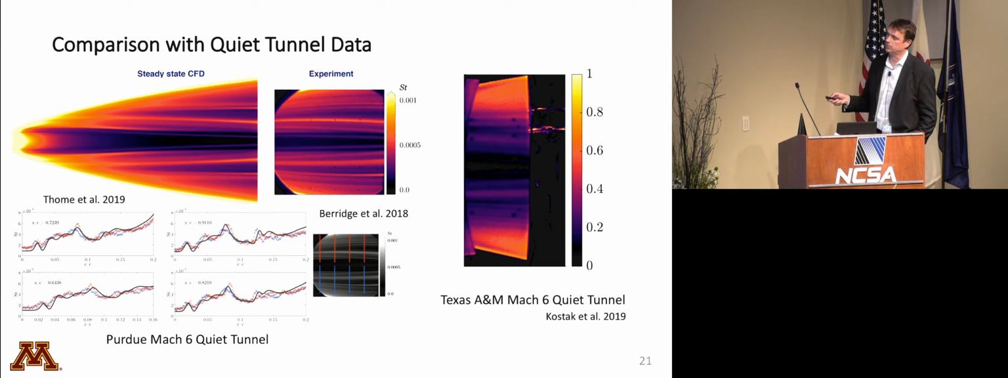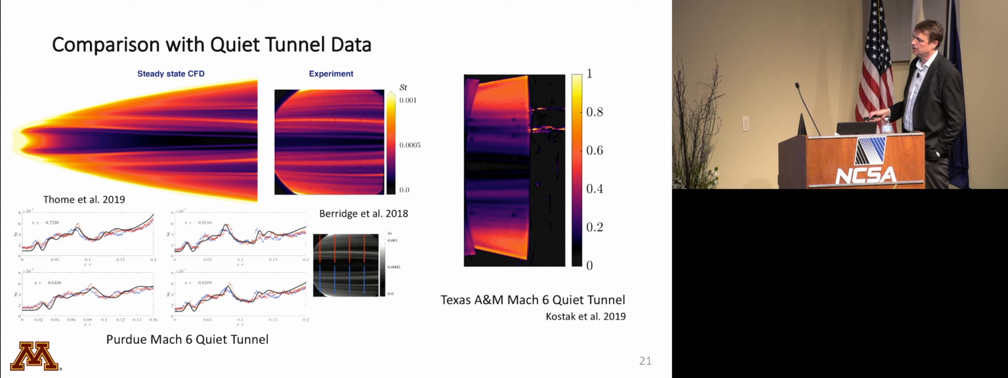And in fact, if you look at this, you can see that the experimentalists were actually running at about half a degree side slip. There's a little bit of asymmetry between the upper and the lower half here because of a slight amount of beta. This agrees remarkably well quantitatively, and it also appears in the Texas A&M Mach 6 quiet tunnel. You can see some of the same features here.